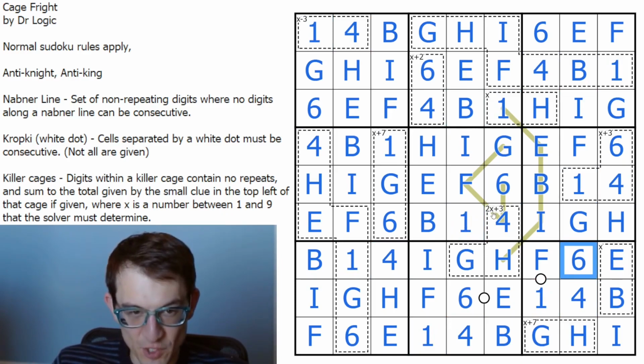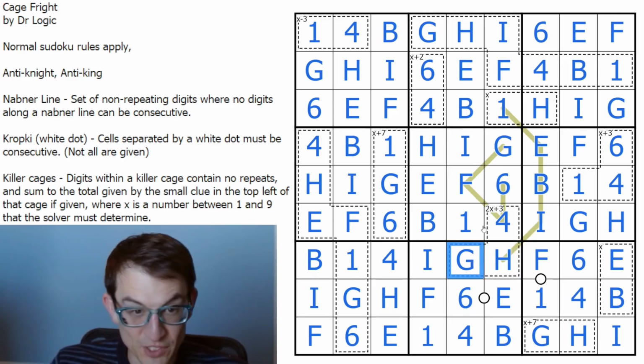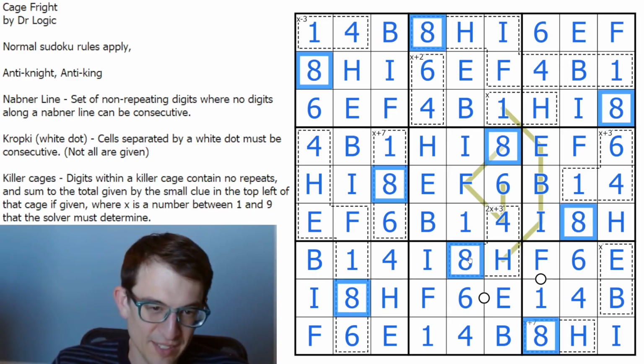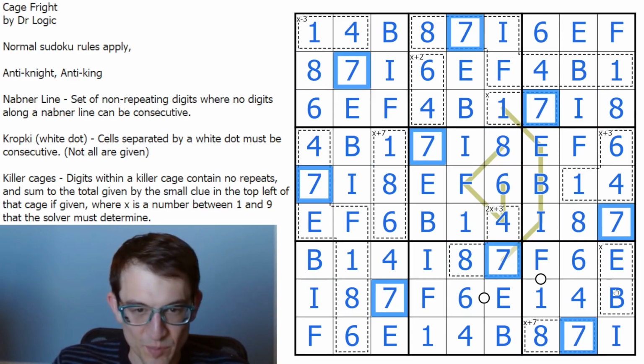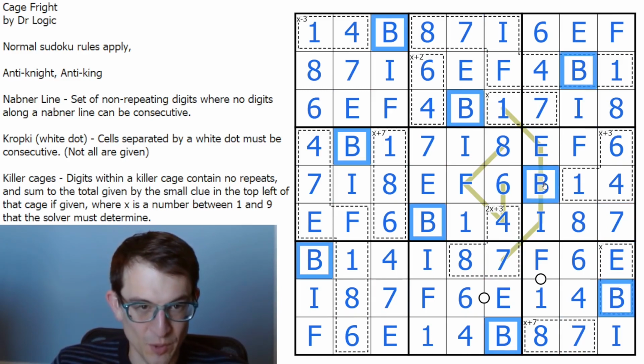So if X is 8, 2X plus 3 is 19. Minus 4 is 15. There are 2 ways that can go. So H could be 7 or 9. G could be 6 or 8. Oh, but 6 is taken. So G is 8. H is 7. 7 is taken here. Can't be 2, 6. Well, they're both odd in the 6s. So this is 3, 5. E and B are 3 and 5 in some order.